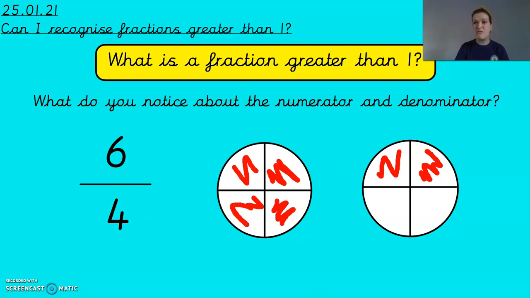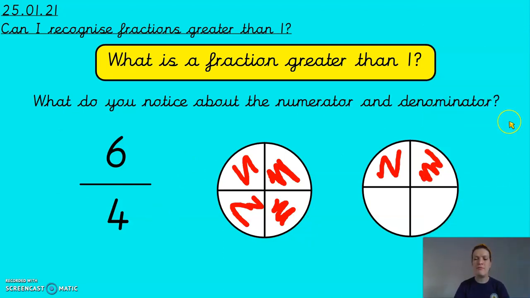So basically, what is a fraction? Let's move myself down here. What is a fraction greater than 1? So a fraction greater than 1 means you've got a whole and you've got some other fractions after it. What do you notice about the numerator and the denominator? So I've got 6/4 here. Can you maybe just write down what do you notice about the numerator and the denominator? Pause the video now and write down an answer to that question.